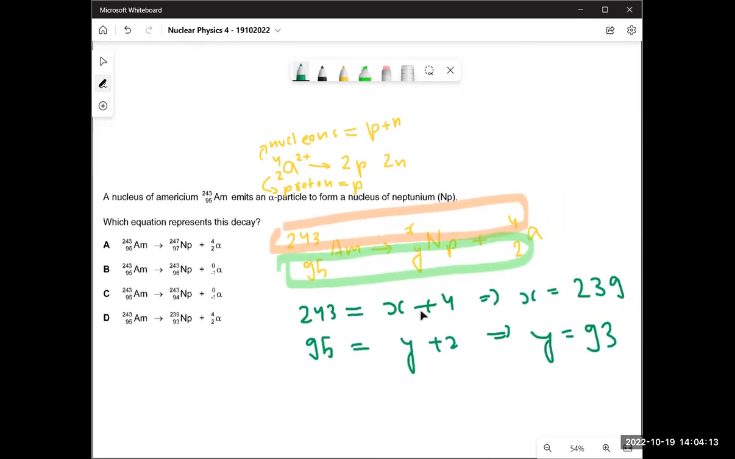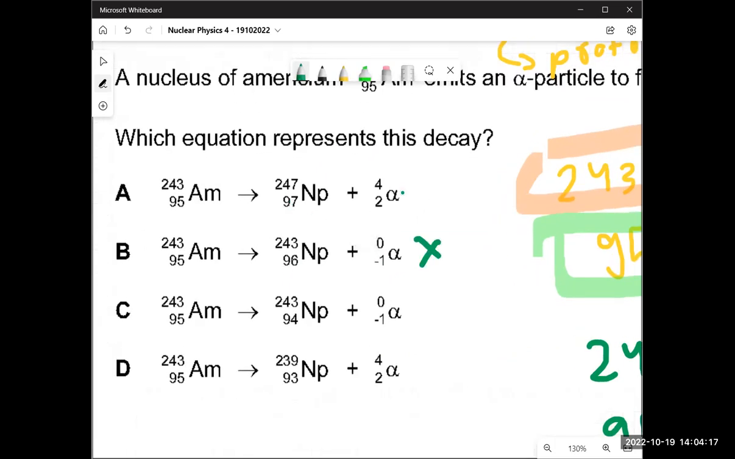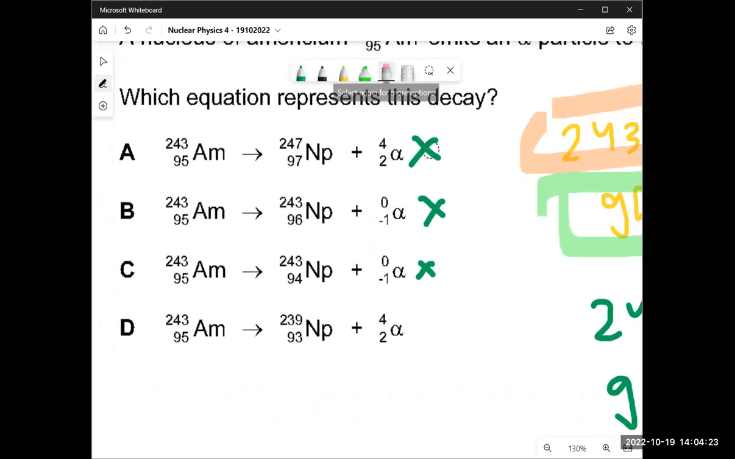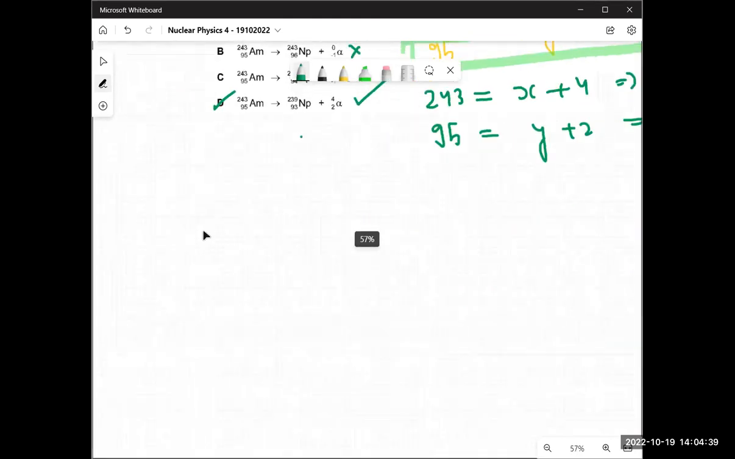The option with 96 is wrong. 97 is wrong. And the alpha particle is obviously not 0, minus 1. It's always 4, 2. Now between these options, I have two choices, 97 or 239, 93. So this is the correct option. Anas, any doubts? Ayan? But I think it's easy now, right? Yep.